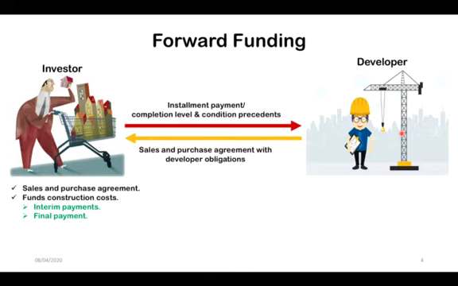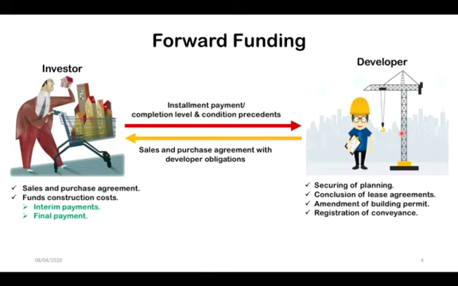The developer, on the other hand, will have these obligations towards the investor. One would be to secure planning permission, would also have to conclude lease agreements, would also have to do the necessary amendments to the building permit if required, would also have to register the conveyance instrument, would also have to make sure that tenants have taken over the lease object or their units after making their first payments.